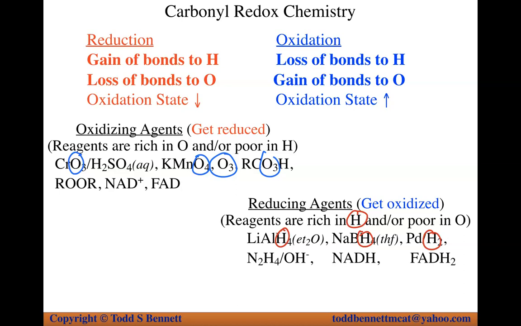So for now, just want to focus on the gain of H being reduction, loss of O being reduction, loss of H being oxidation, gain of O being oxidation, and that oxidizing agents get reduced and they are rich in O. Reducing agents get oxidized, they are rich in H. This is a lot of information, but you'll notice I've just repeated it over and over on the premise and the hope that the more I say it, the more it sort of gets programmed in. So it's not that it's hard, it's just tons of information.